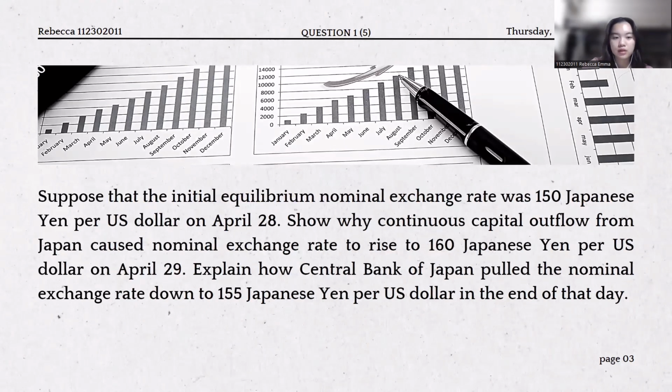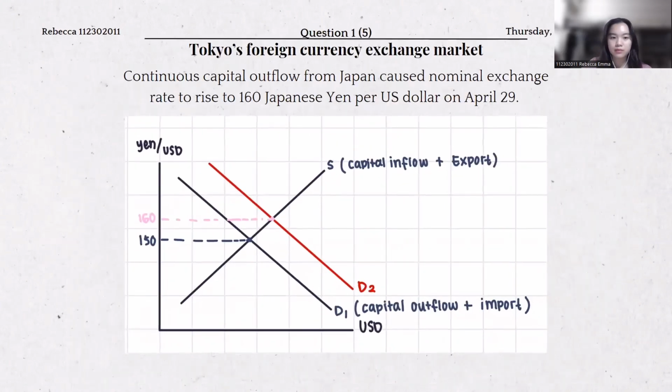Now for the question number 5. I will show the graphical analysis and also the answers. So in Tokyo's foreign currency exchange market, well, firstly, continuous capital outflow means investors move out their capital from Japan. So they convert their yen to US dollars, which increases and shifts the demand of US dollars to the right.